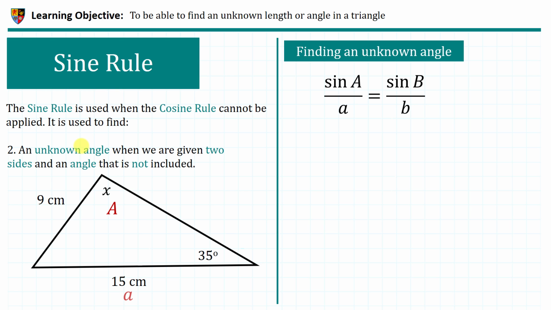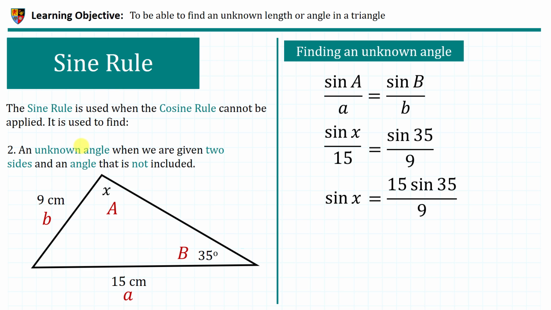Continuing. We label up. x is A. That means 15 centimeters is lowercase a. B, that's our 9 centimeters, capital B is going to be 35 degrees. We do the substitution. That means based on our notation, we have sine x over 15 is equal to sine 35 over 9. I want x to be the subject of the formula. So sine x, I'm going to get to x eventually, but sine x is going to be equal to 15 sine 35 over 9. In other words, we'll multiply both sides by 15, get rid of the dividing by 15.